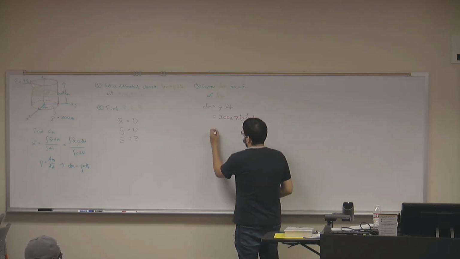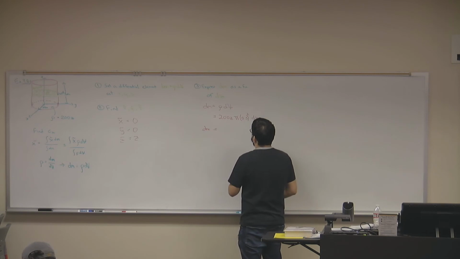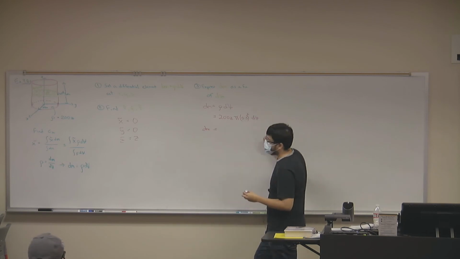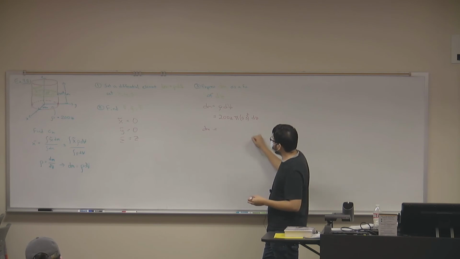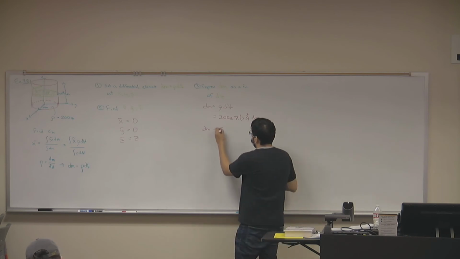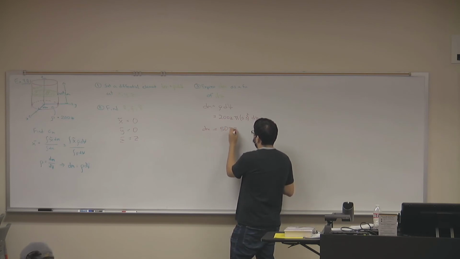So I get that my differential mass dm is equal to, how much is 0.5 squared? That's 0.25, right? Okay, so 0.25, that's a fourth of 200, that's 50, right? So we get 50 times pi times z dz.